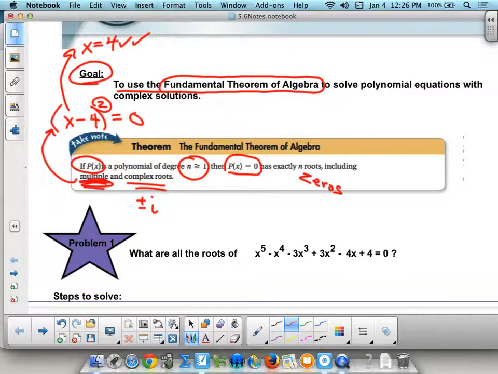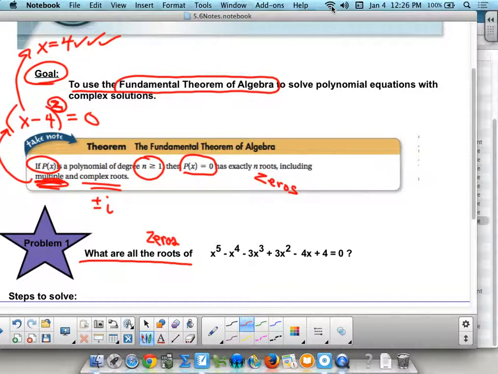Okay, so anyways, this 4 would count twice because it's got a multiplicity of 2. If the multiplicity was 3, it would count 3 times. All right, so here we go. This is it. What are all the roots, or I say, what are all the zeros of this equation? I want to know what number I can put in for x plus 4 and get 0.